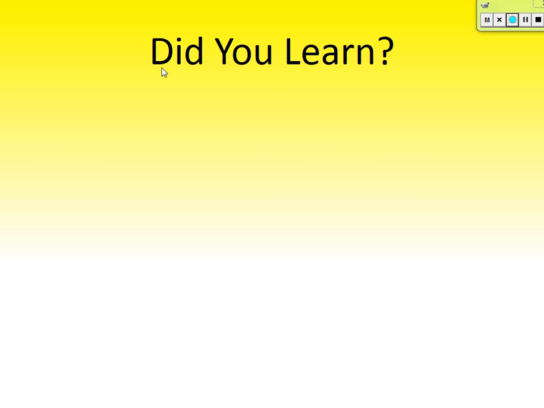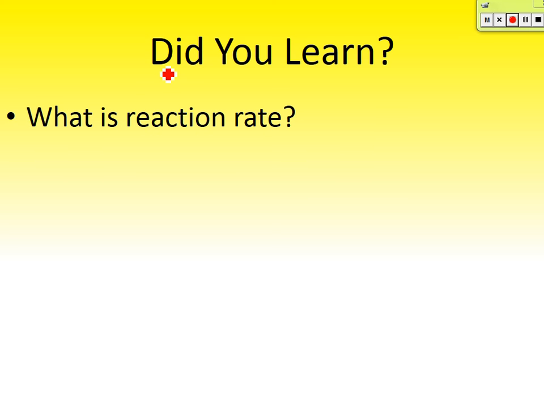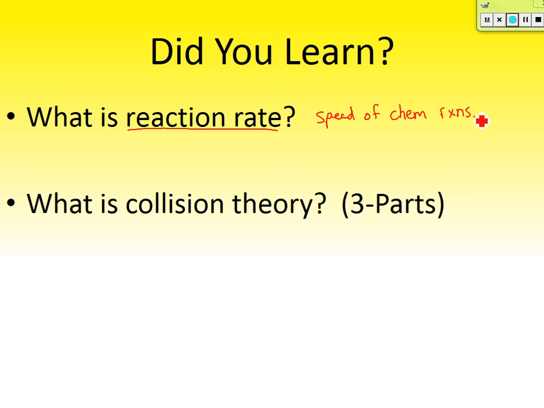Okay, so final slide, I wanted to just review for a second what we learned in this lesson. So did you learn what a reaction rate is? Reaction rate is the speed of chemical reactions. So some reactions are very fast, happen in milliseconds. Some reactions can take hundreds of years in order to happen. And so there's a big difference in the reaction rates for different chemical reactions.